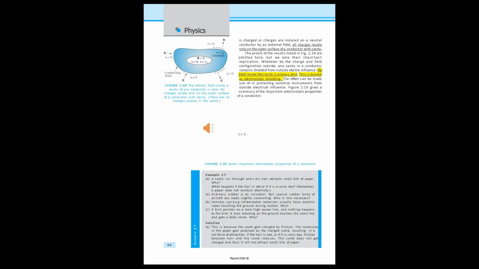Whatever be the charge and field configuration outside, any cavity in a conductor remains shielded from outside electric influence. The field inside the cavity is always zero. This is known as electrostatic shielding. The effect can be made use of in protecting sensitive instruments from outside electrical influence. Figure 2.19 gives a summary of the important electrostatic properties of a conductor.